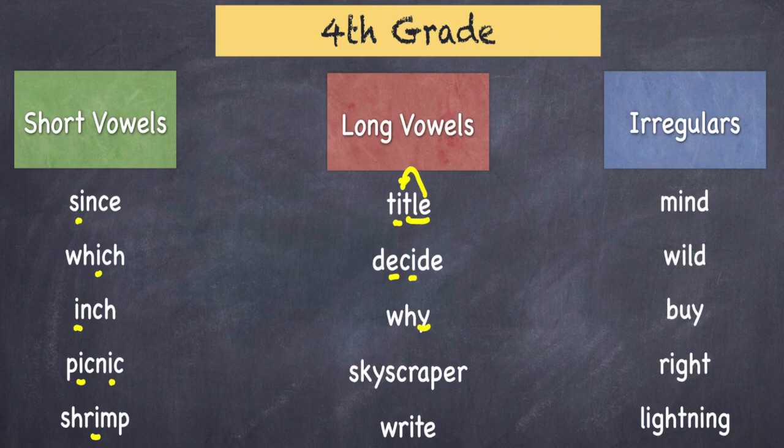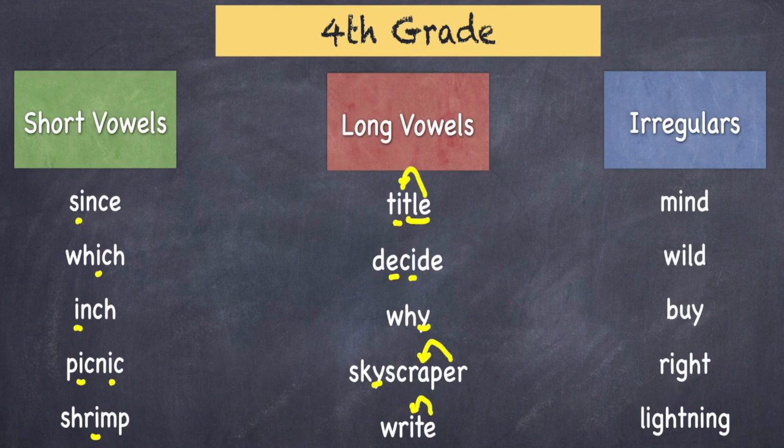The Y letter has multiple sounds. Again, in skyscraper, Y is saying its name, or it's going to make the I sound, and the A is going to say its name because the E jumps over to make the A say its name. Same with here with the I. The I says its name because of the silent E.